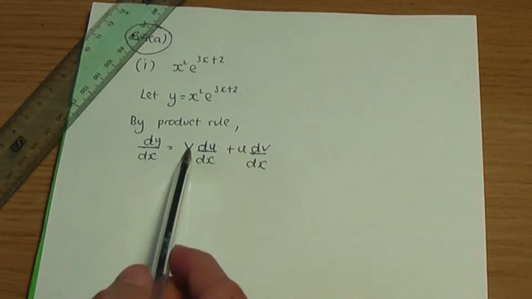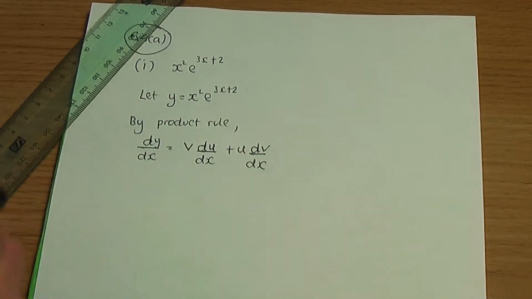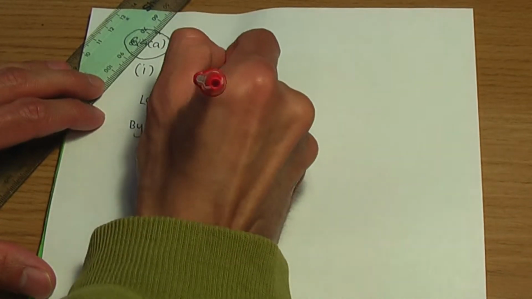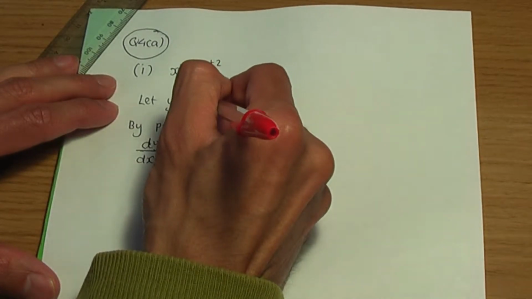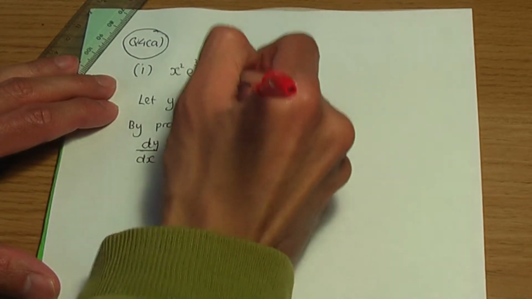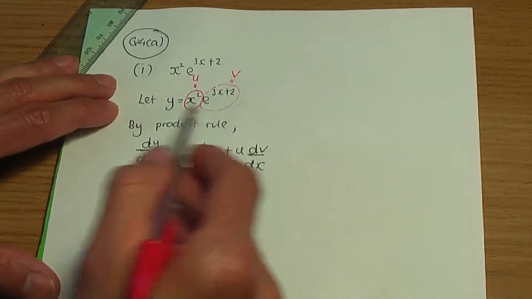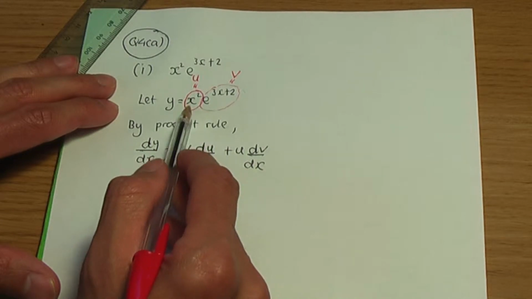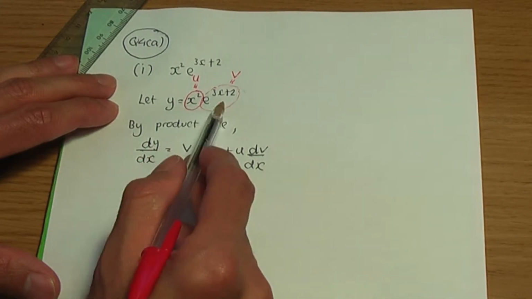So in this case we need to choose u and v for this formula. So I normally take u to be the first term, so u is x squared, and if u is x squared, v is the remaining term, so v is e to the power 3x plus 2. But it doesn't really matter which one you take as u. If you take one as u, the other one is going to be v, so it doesn't really matter which one you choose as u.